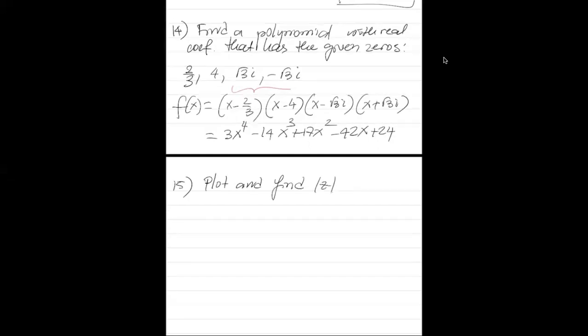the absolute value of z. So we have 5 plus 3i, so we need to plot it. 5 is the real part, 3 is the imaginary. Right here. Absolute value of z, square root of 5 squared plus 3 squared, 25 plus 9, square root of 34. So that is the absolute value.